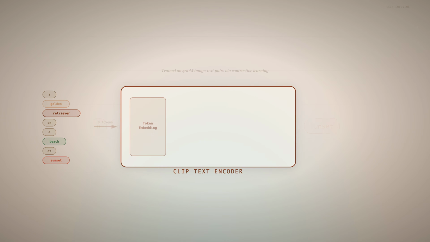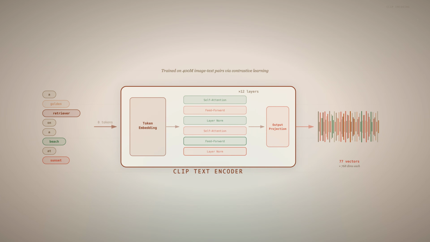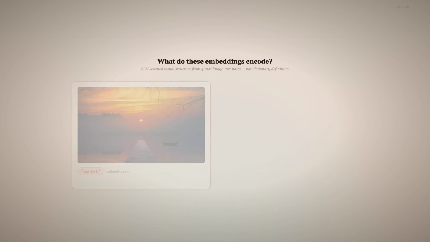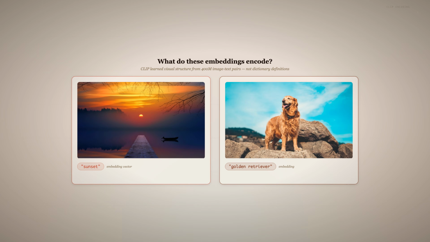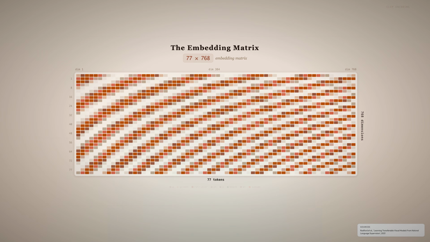A CLIP text encoder, trained on 400 million image text pairs via contrastive learning, converts your prompt into a sequence of 77 embedding vectors, each 768 dimensions. These aren't dictionary definitions. CLIP learned its representations by aligning images with their captions, so the embedding for sunset already encodes visual structure: warm colors, horizon lines, sky gradients. The embedding for golden retriever encodes fur texture, body shape, characteristic pose. A 77 by 768 matrix. That's what the diffusion model receives.